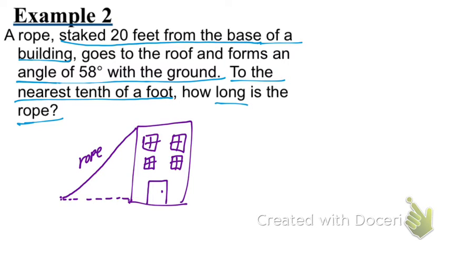And so what's that dashed line at the bottom? How long is that? The ground. 20 feet. No, that's from the base of the building. What kind of angle would most buildings make with the ground? 90. Okay, right? You hope it's 90.